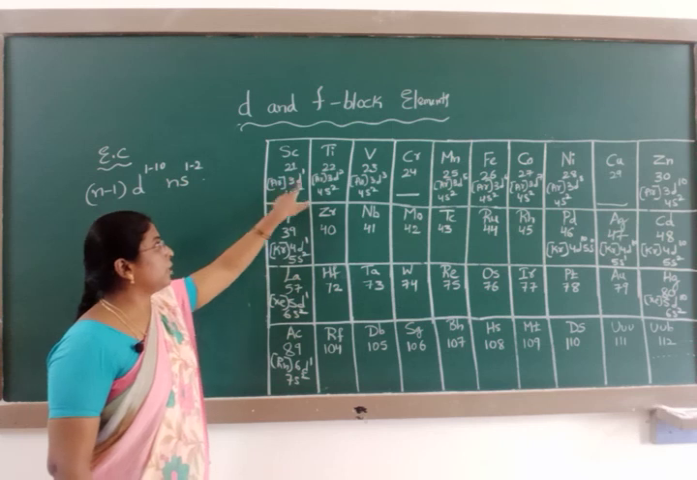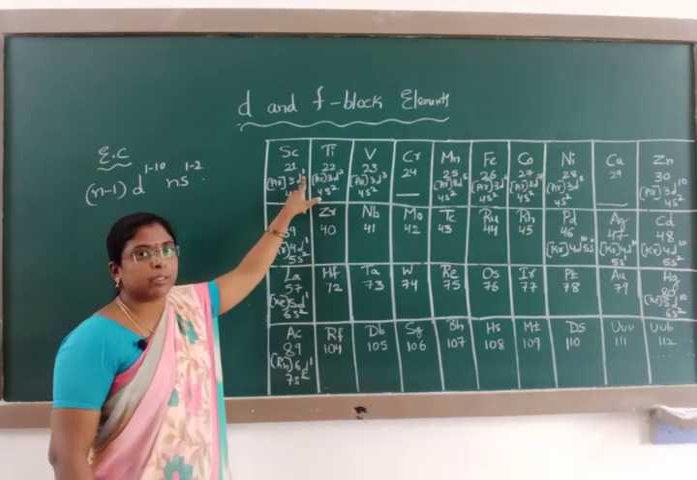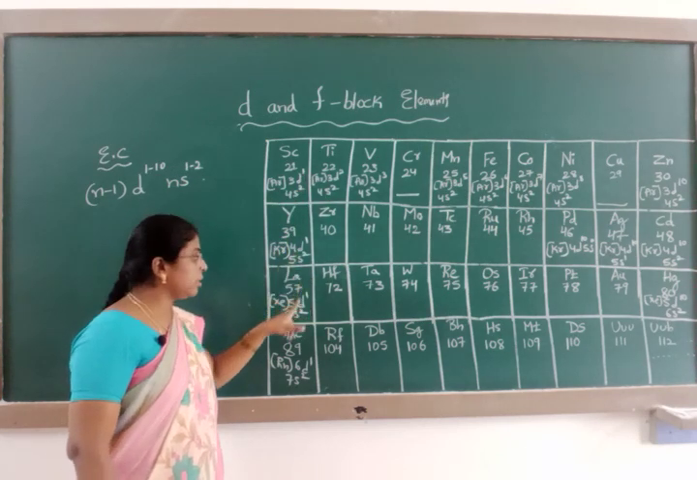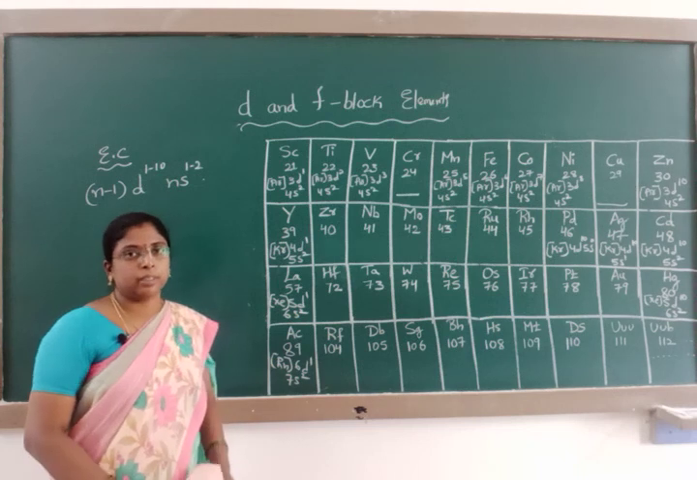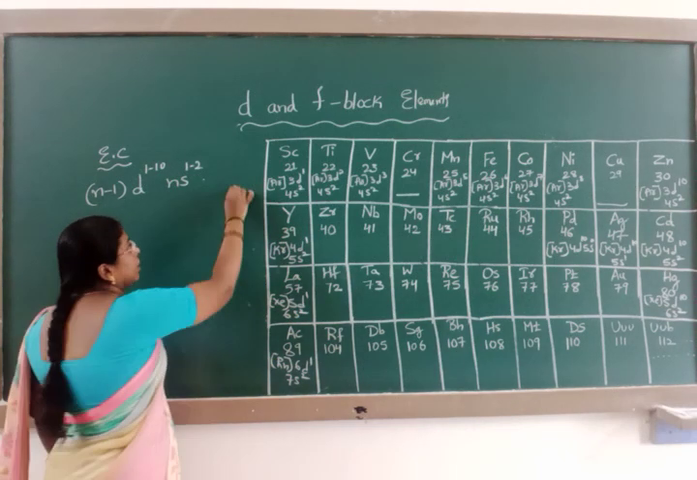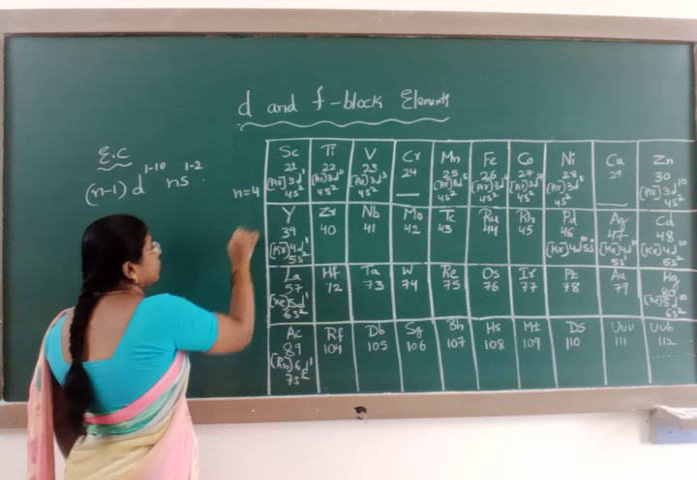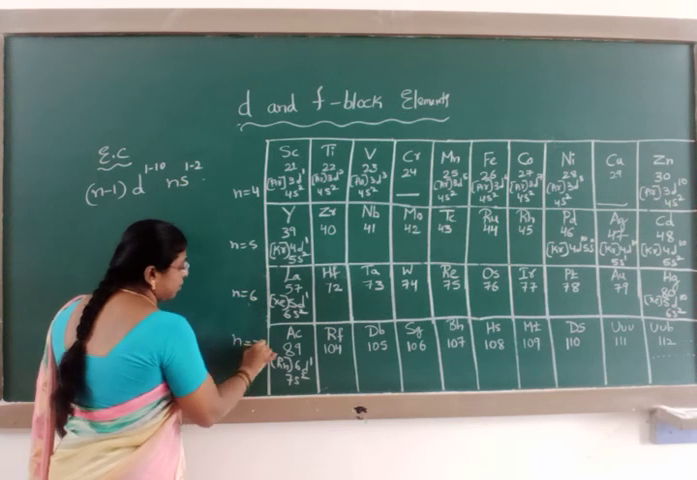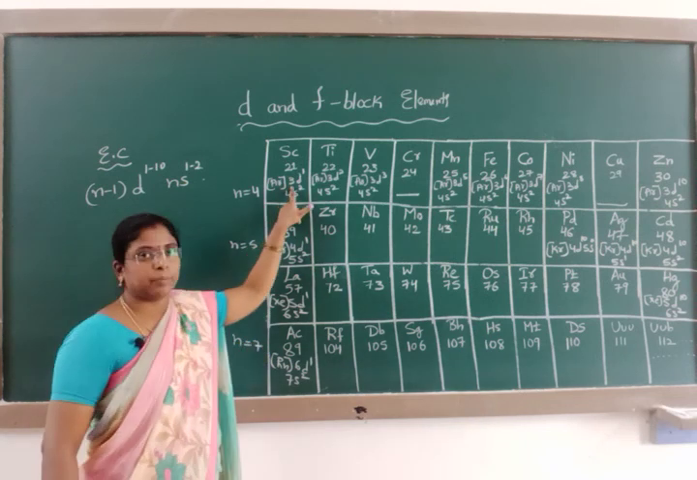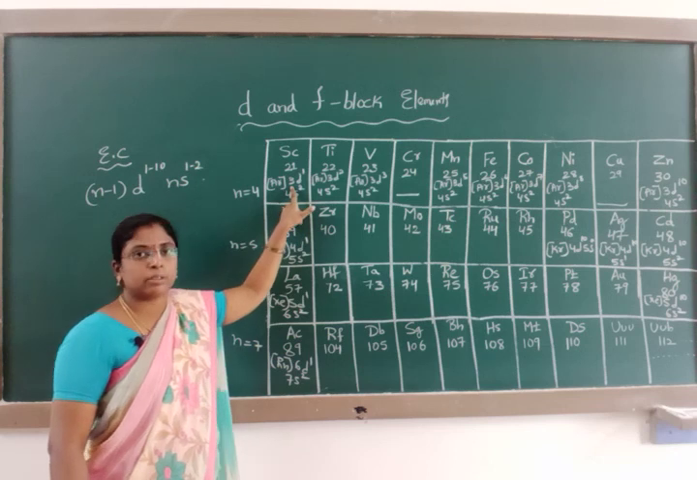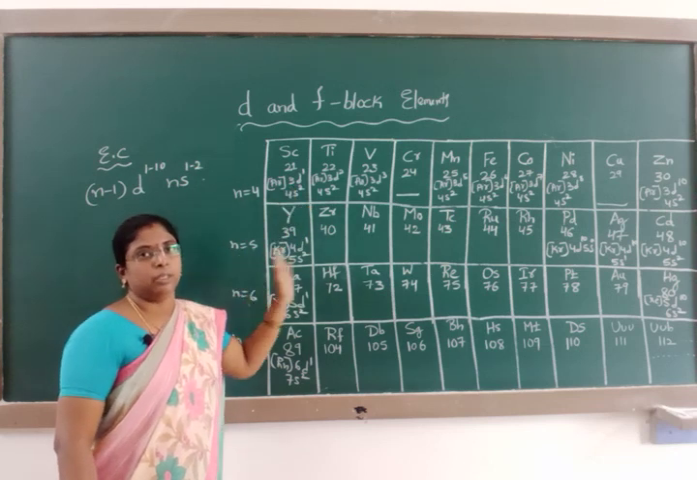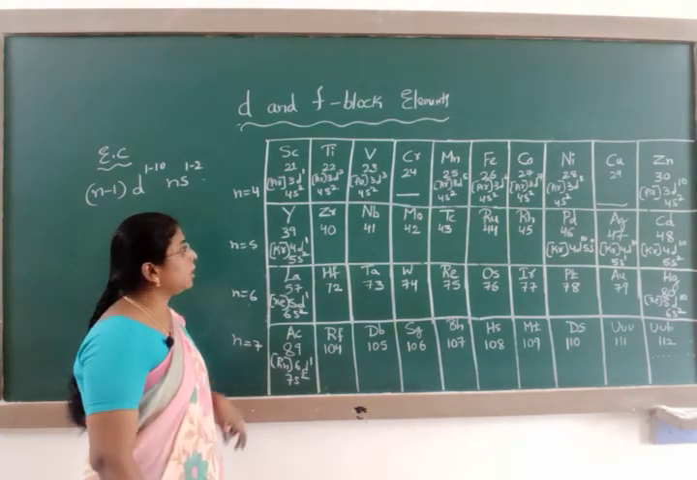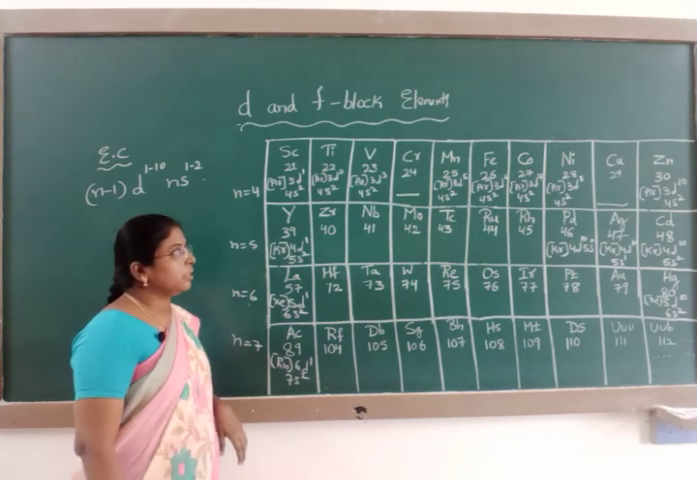Here if you see scandium, argon 3d1 4s2, in which the last electron enters into the 3d subshell, hence it is known as 3d series, and this one 4d series, 5d series as well as 6d series. Here this is n, the principal quantum number 4, 5, 6 and this is 7. But the last electron enters into 3d, so the last electron enters into the penultimate shell. Inner to the valence shell is known as penultimate shell. This is the electronic configuration of these d block elements.